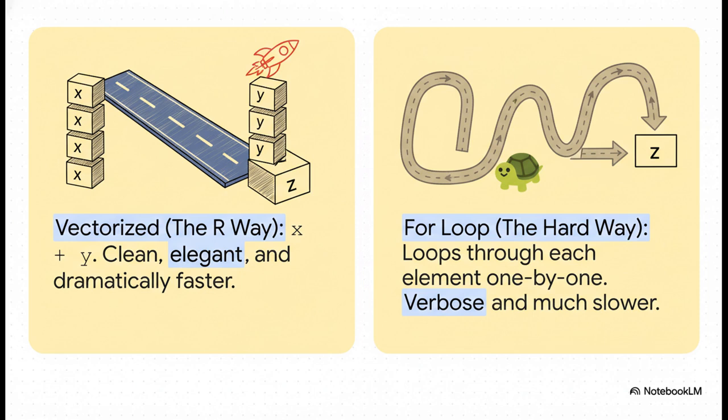R is built for something called vectorization, which just means its operations are designed to work on entire lists or vectors of numbers all at once. We can just write x plus y, and R is smart enough to handle the element-by-element addition behind the scenes. It's not just cleaner to read, it's also way faster.